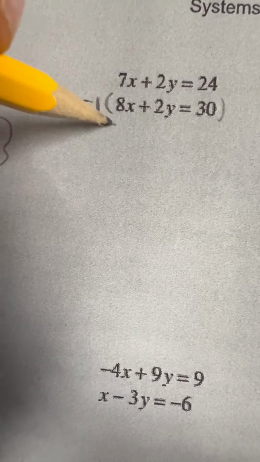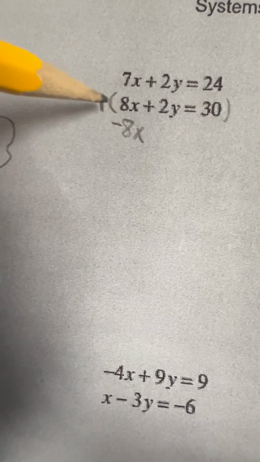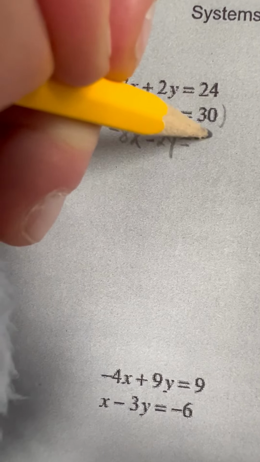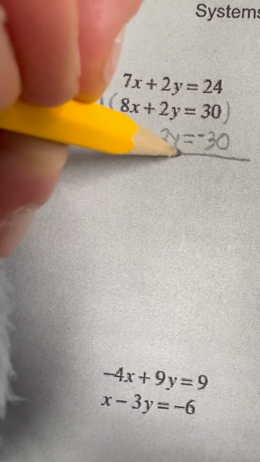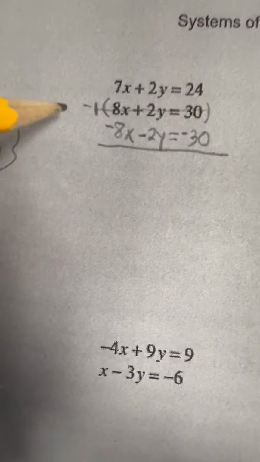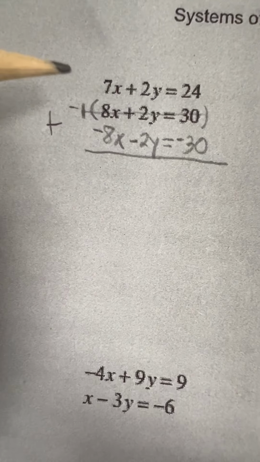That positive 8 now is going to be a -8x. The positive 2 is going to be a -2y. And then a 30 is going to become a -30. Now I'm going to forget about this equation now. I'm just slightly X it out. And then we're just going to add.